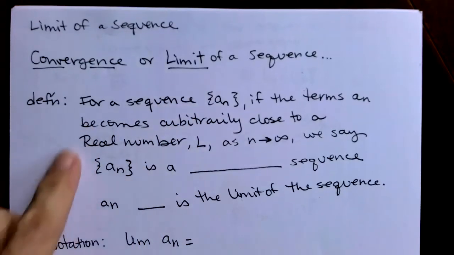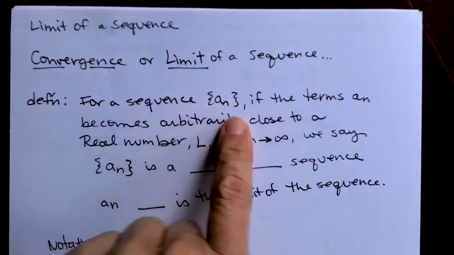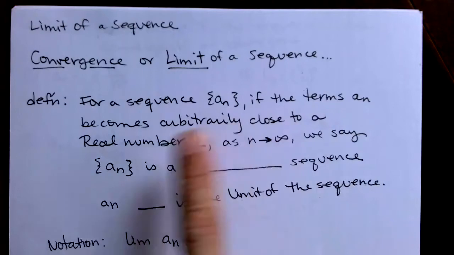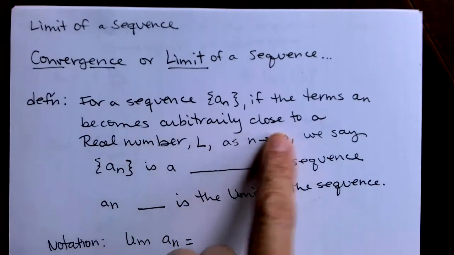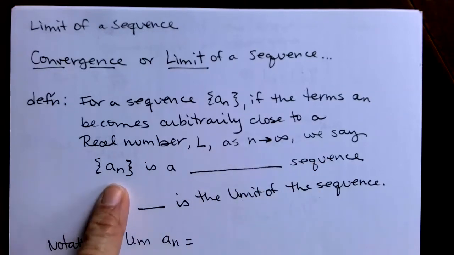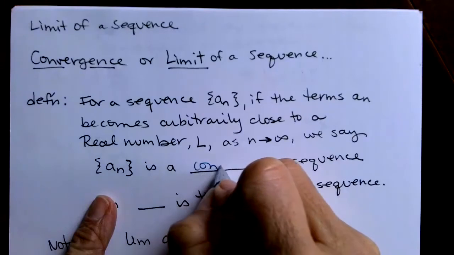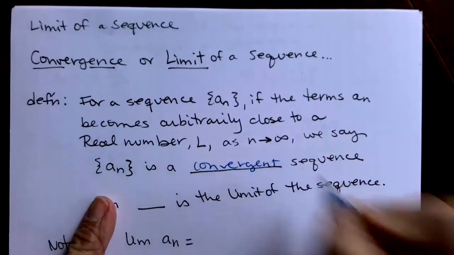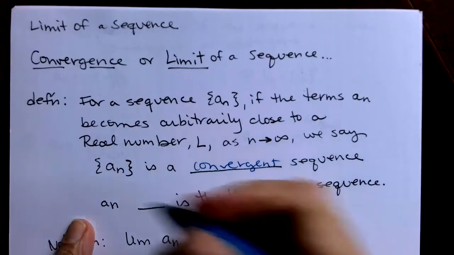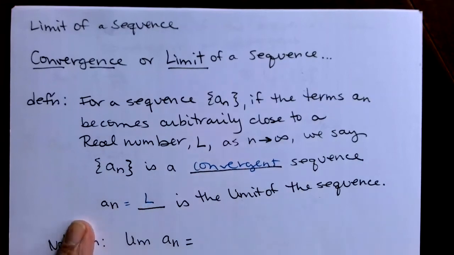So here's our definition. For a sequence, and remember we use our curly braces, for a sequence {a_n}, if the terms of a_n become arbitrarily close to a real number L as n gets big, we say that a_n is a convergent sequence and that L is the limit of the sequence. So L is that number that the terms in your sequence start to approach.